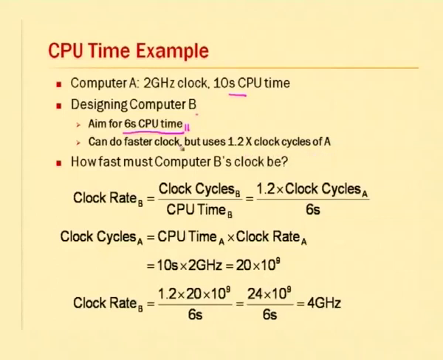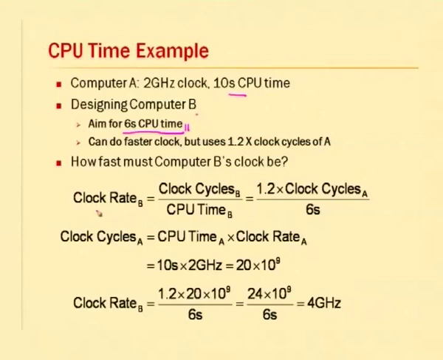That is, when I increase this, let me assume that this machine B will require 1.2 times the clock cycles of A. So in that case, how much faster must my computer B's clock be? This is what we want to find out. So clock rate of B will be equal to clock cycles of B divided by CPU time of B. Now how do I get this equation? Basically from the fact that CPU time is equal to clock cycles divided by clock rate. So I can write it the other way around and say clock rate is equal to clock cycles divided by CPU time. This is for machine B.